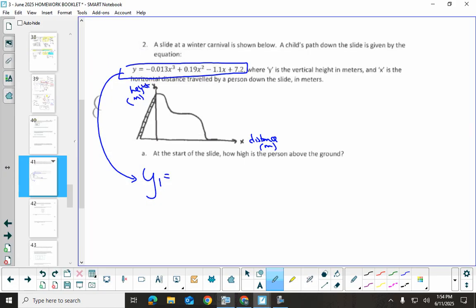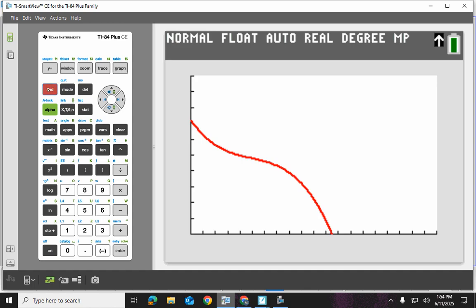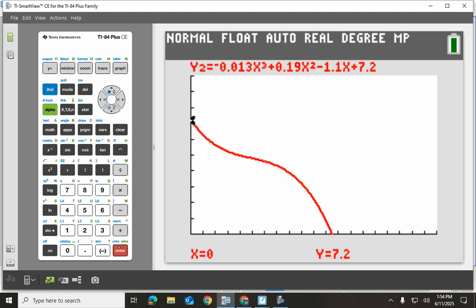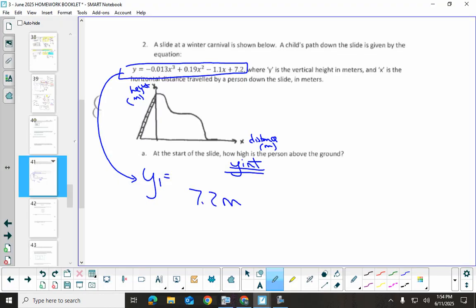Okay. So the question is, at the start of the slide, how high is the person above the ground? Well, that is the y-intercept. So how do you find a y-intercept? Well, you pick number 1. You enter in 0, and the y-intercept is 7.2. Now, here's the thing. You could have found that answer and not plugged anything in on your calculator. The constant term is always the y-intercept.